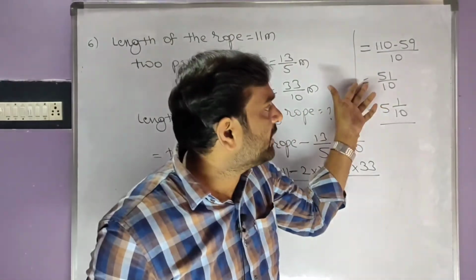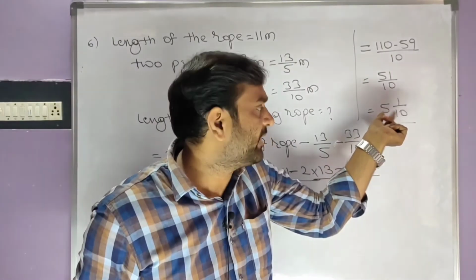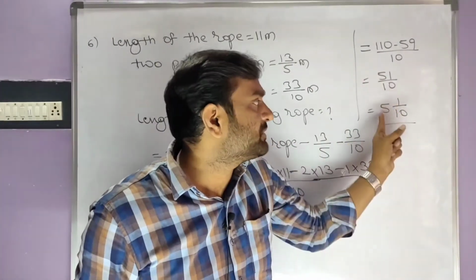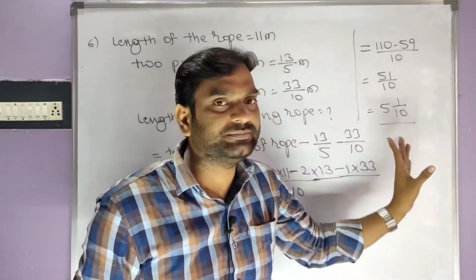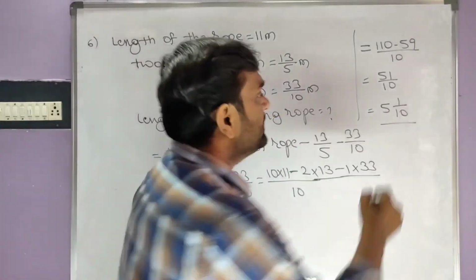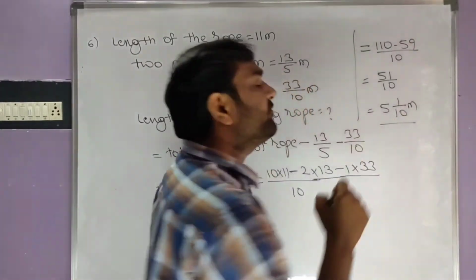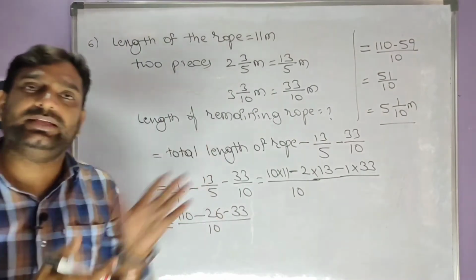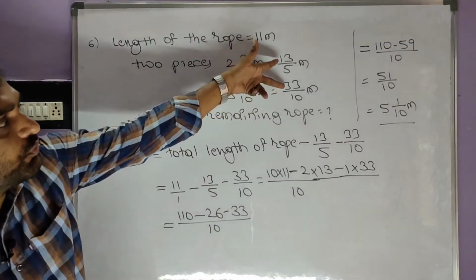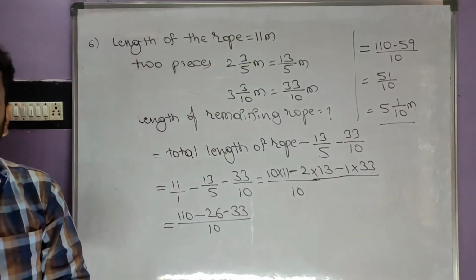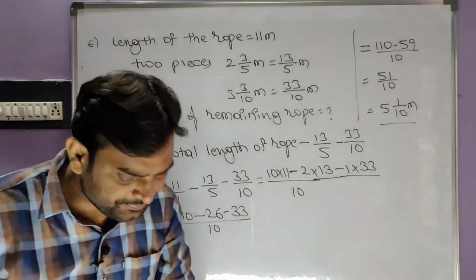This improper fraction can be written as a mixed fraction. 10 fives, 5 times, 1 remaining, 1 by 10. Okay, that means 5 and 1 by 10 meter rope remaining if you cut these two from 11 meter length of the rope. Okay, yeah. Next question.